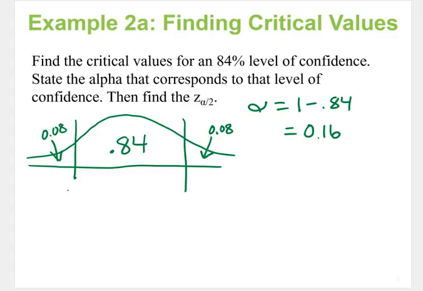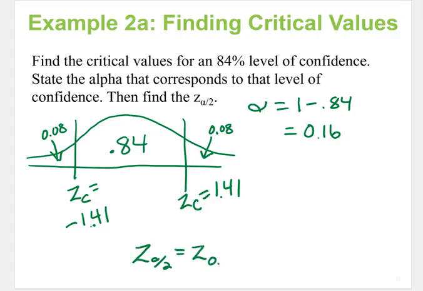I'm going to use this one down here to find the critical value on the low end, because that's definitely easier to look up on my z-score chart. So I go to my table and find an area of 0.08, and then look for the z-score that corresponds to that. There isn't one that is exactly 0.08, but the closest one is negative 1.41, which means this critical value over here is 1.41. If you want to write that using the z of alpha over 2, it would be z of 0.08, and that turns out to be 1.41.